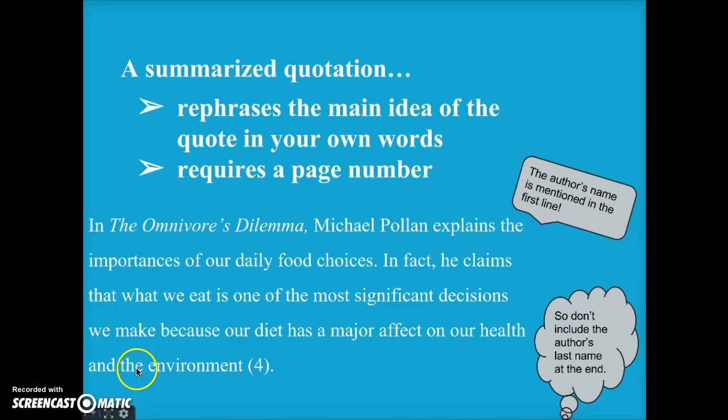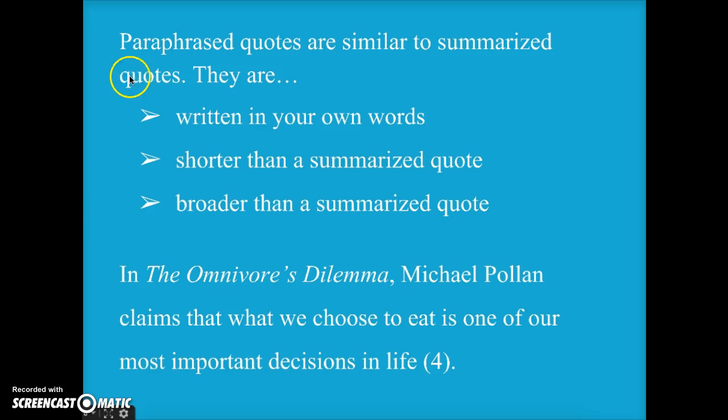Let's take a look at the difference between the summarized quote and the paraphrase quote. Paraphrase quotes generally maintain the same length as the quote that you are using, and they're shorter and a little broader than a summarized quote. So in The Omnivore's Dilemma, Michael Pollan claims that what we choose to eat is one of the most important decisions in life. Okay, so page number at the end here, no parentheses because we've put it into our own words.